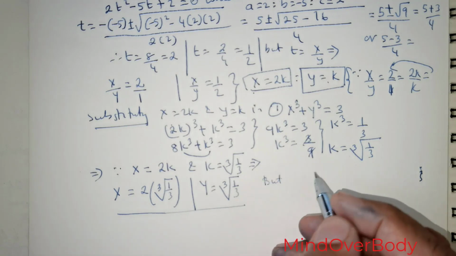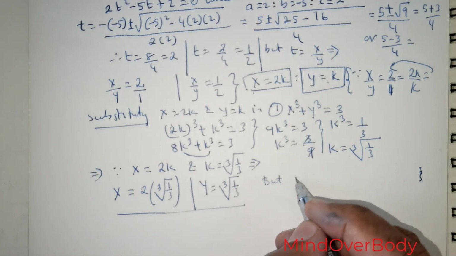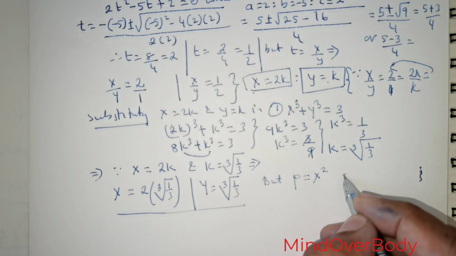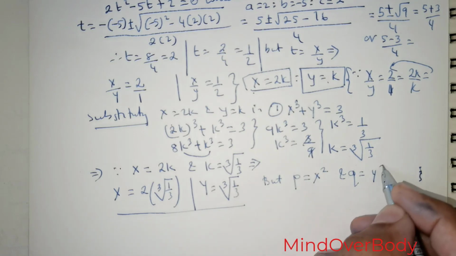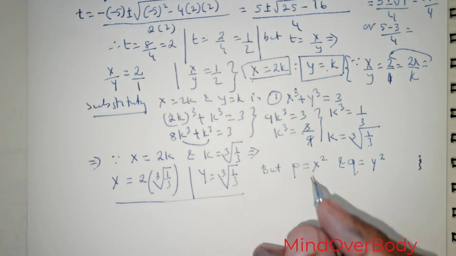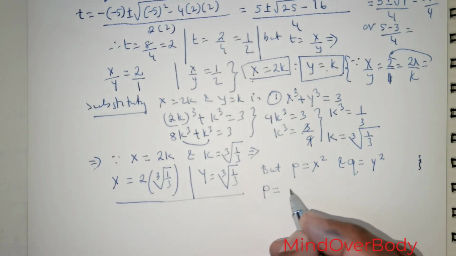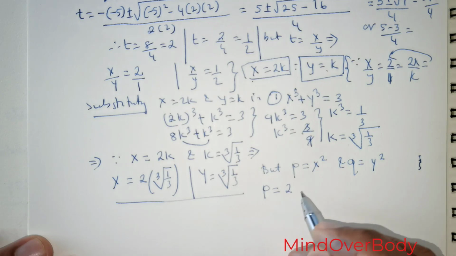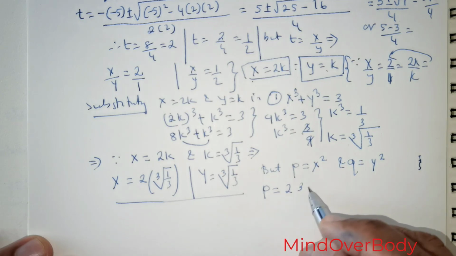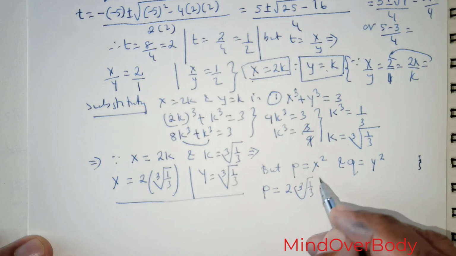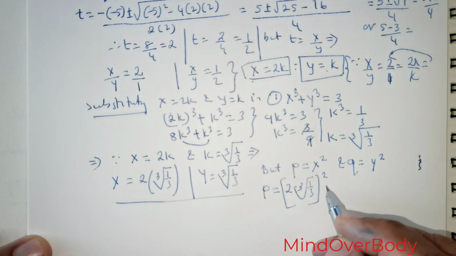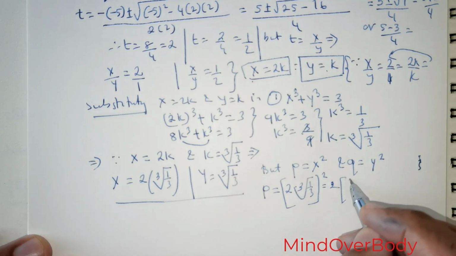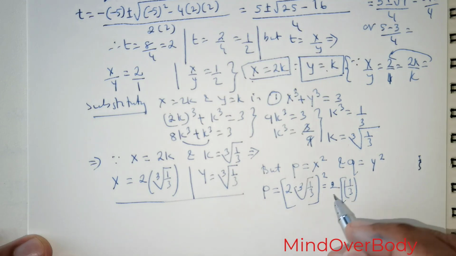But what did we do? We have got the values of x and y, but p is equal to x squared and my q is equal to y squared. So if I were to substitute the value of x over here, I'm substituting 2 times the cube root of 1 over 3, and this entire thing is raised to the power 2. I'm going to rewrite this as 2 times (1 over 3) raised to the power of 1 over 3, and this is raised to the power of 2.